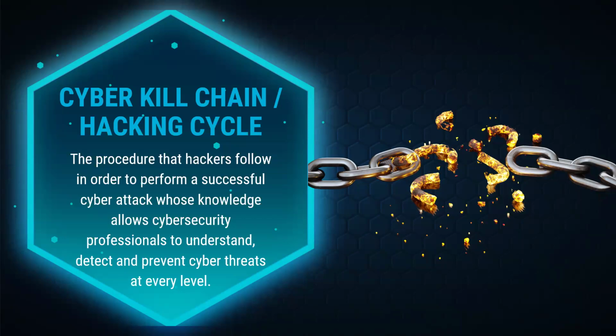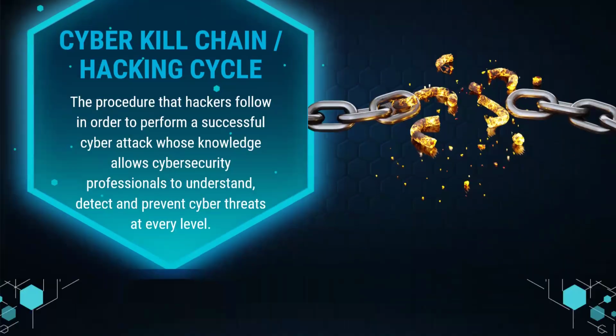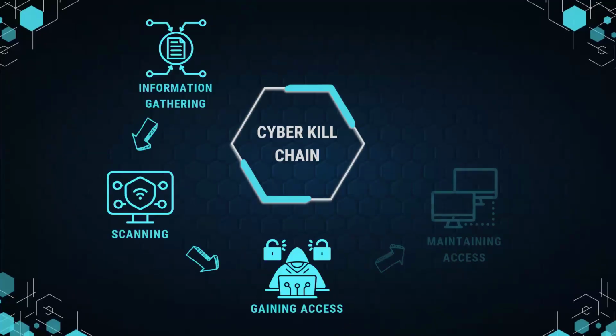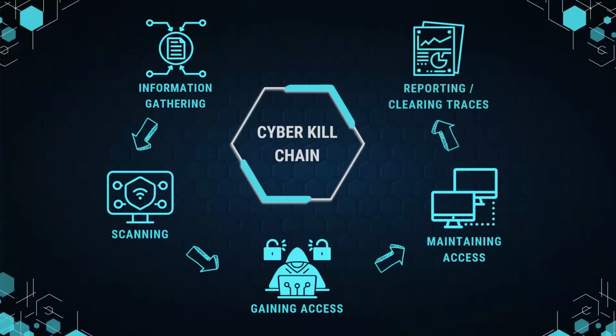Okay. And to understand that, we need to understand what this cyber kill chain is, which consists of five important stages. There's information gathering, the first stage, then scanning, then gaining access, then maintaining access, and then reporting or clearing traces. So today, I'll briefly discuss what each of these terminologies are one by one. Okay. Up to this point, any questions or doubts, Shankar? Can you proceed?